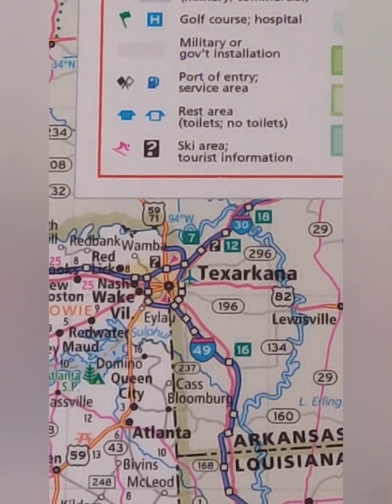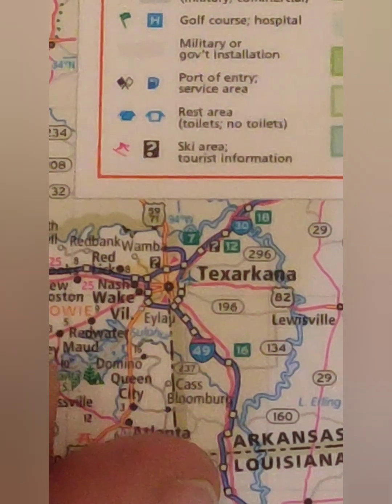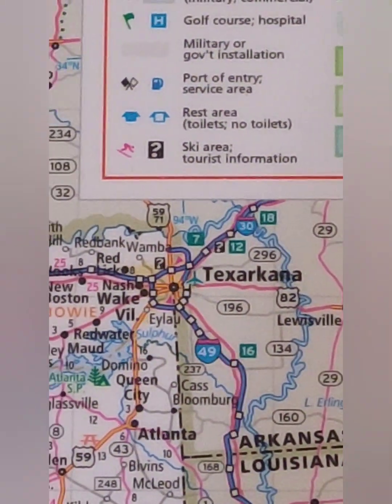Alright. Now then here, if you have a little skier, that's a ski area. And the question mark, of course, is going to be tourist information. Those ones, you usually find those along the borders, like when you first enter.